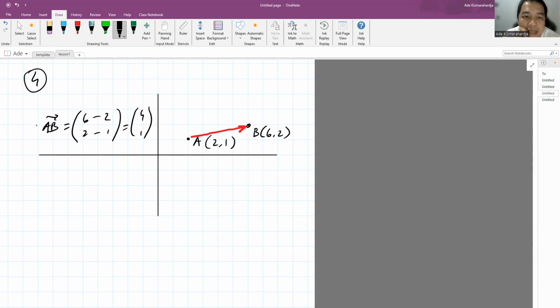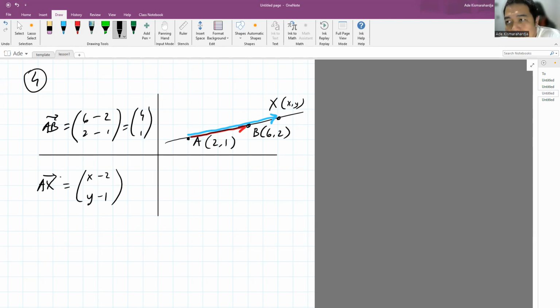So again, let's suppose now we have a straight line connecting A and B. And then I have an arbitrary point like before, let's call it X, and the coordinate is (x, y). And as you know, we have another vector from A to X, and AX here is x minus 2, and y minus 1.